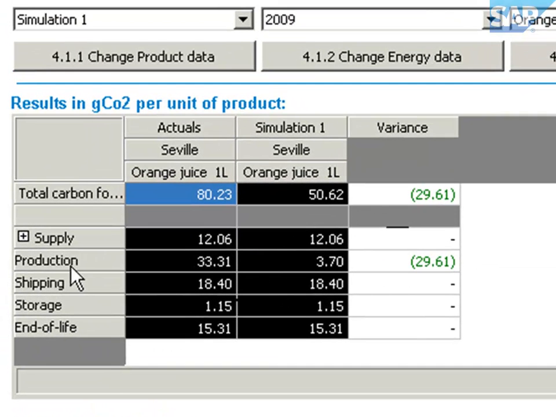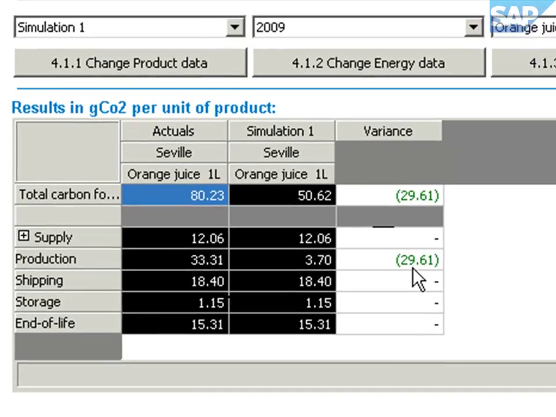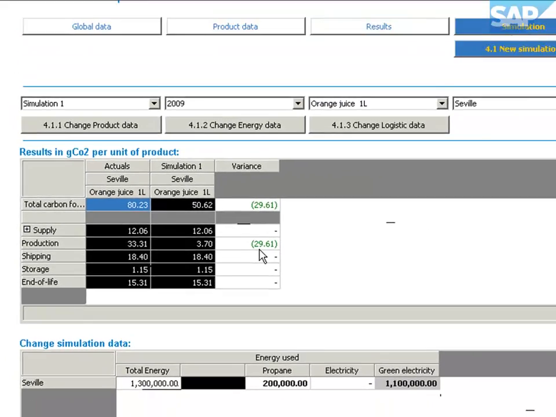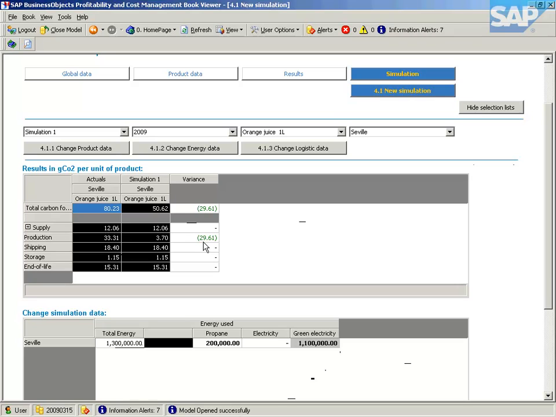So we can see here that we've had a reduction as a result of that simulation of 29.61 grams of CO2 per unit by, in effect, changing the energy supply within Seville. So if we were to make that change as an organisation, we could see how we would reduce the carbon impact, carbon footprint of the production process for this particular SKU.